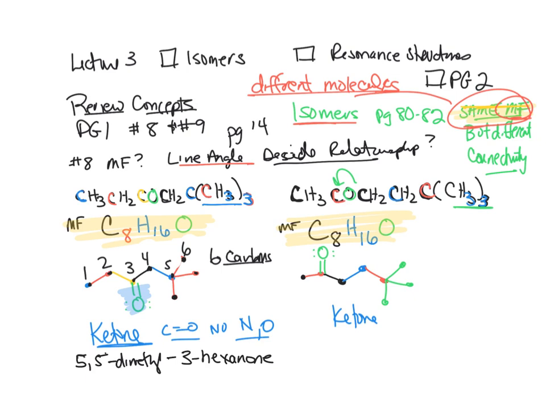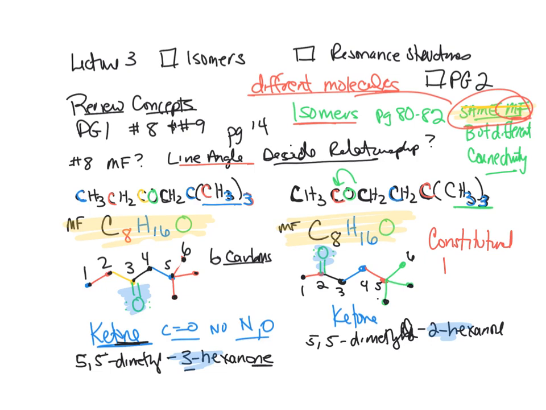Okay, now we name this one, and this is how I decide what kind of isomers they are. I name them. So we find our longest chain, one, two, three, four, five, six, and this is 5,5, because of these two carbons here, dimethyl, 2-hexanone. So you see that this carbonyl here is on the three carbon, and here it's on the two. This makes them constitutional isomers. They have the same molecular formula, but they have different connectivity. And that makes them constitutional isomers.